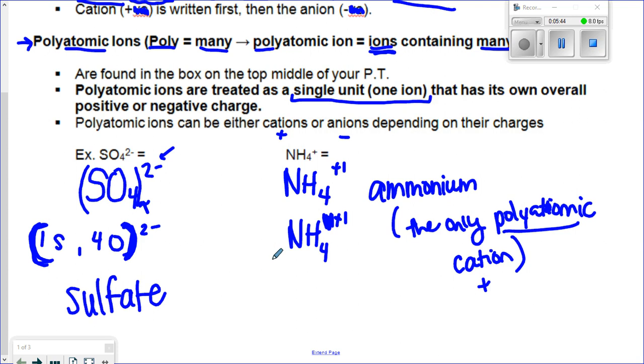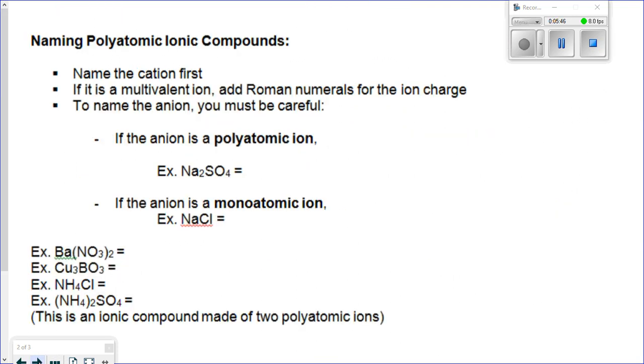So in order to name polyatomic ion compounds, our naming is very similar to before. You name the cation first. If it's multivalent, so that's if it forms a different number of charges, something like iron can form an iron 3 plus or an iron 2 plus, add Roman numerals for the ion charge. Again, if you don't know what that means, go to lesson Ca8. If it's not multivalent, there's no Roman numerals.